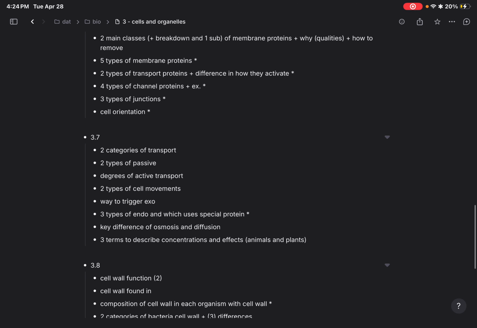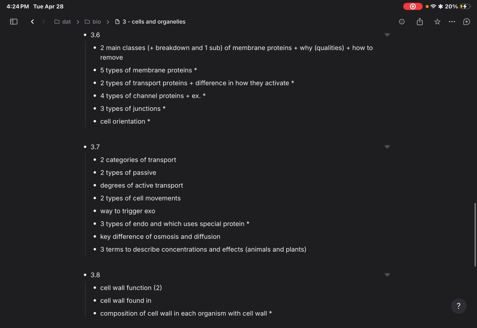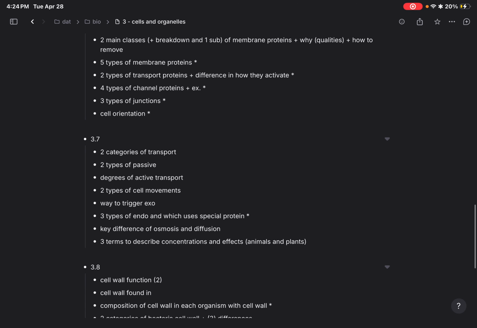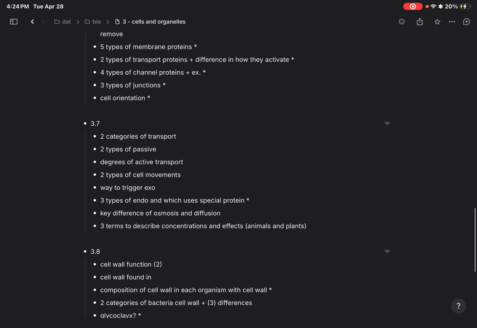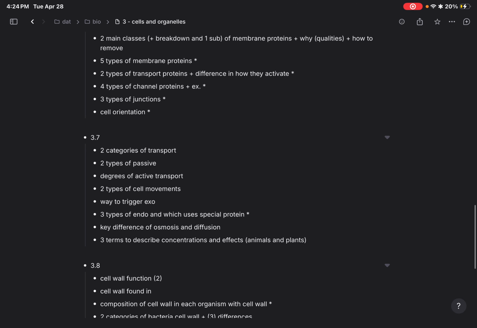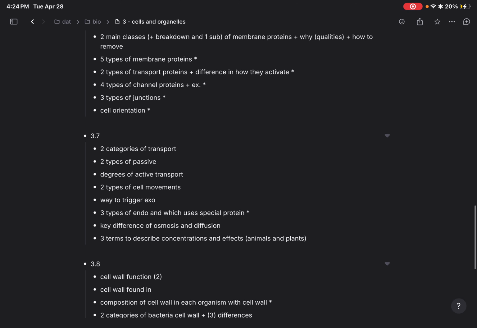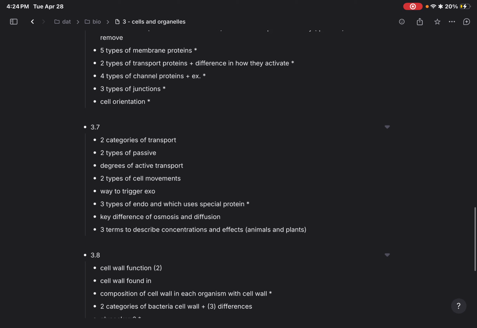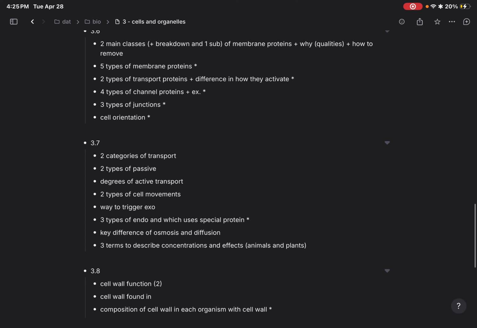Two types of transport proteins. There's channel and carrier proteins. Channel proteins have ions. Yeah, I don't know. Four types of channel proteins, other examples: voltage gated, mechanically gated, and ligand gated. I don't remember that one.